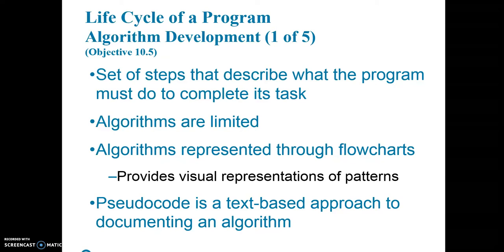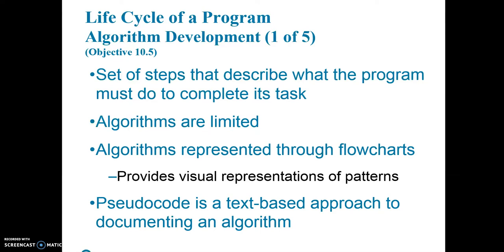Algorithm development. So this is a huge part, a major part of software engineering. An algorithm is just a set of steps that describe what the program must do to complete its task. If you want the most common example of an algorithm, look at a recipe. Yes, a recipe as in to cook food. A recipe is an algorithm. It tells you what to do step by step.